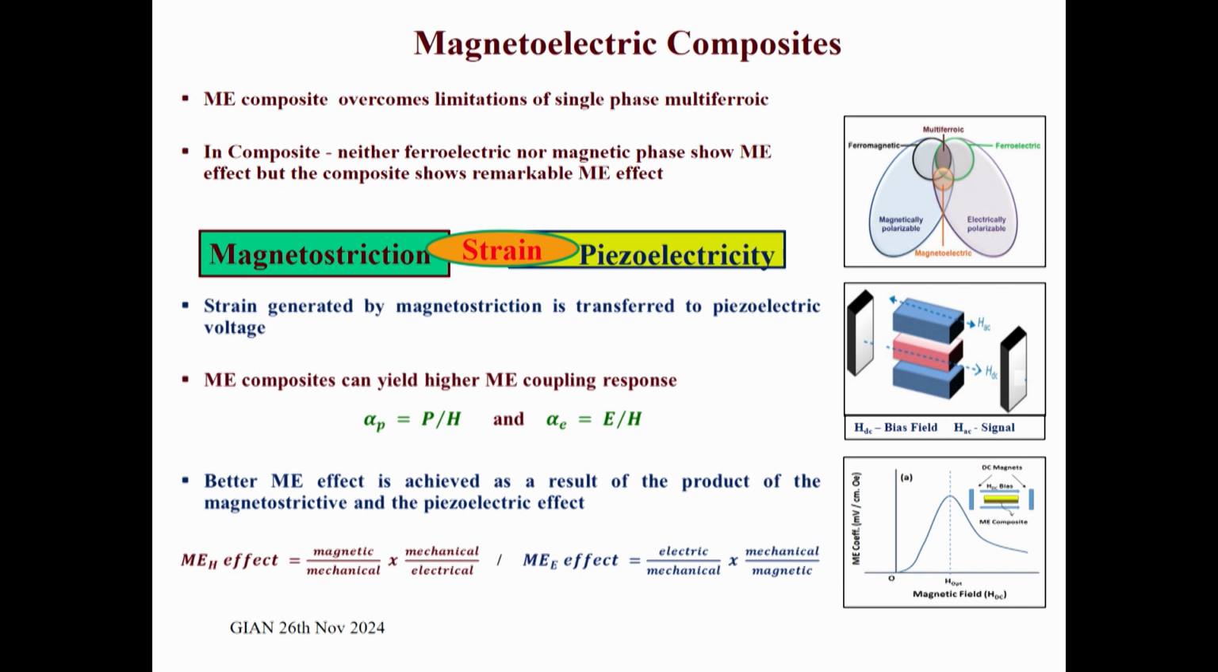In the case of the magnetostrictive material, the strain generated by the external magnetic field gets transferred to the piezoelectric material, and that results in the generation of voltage. Now, this ME composite can yield higher ME coupling because of what people call a product property. What is a product property? The output of phase 1 acts as an input to phase 2. So, depending upon the capability of that substance to enhance, you get the output signal.